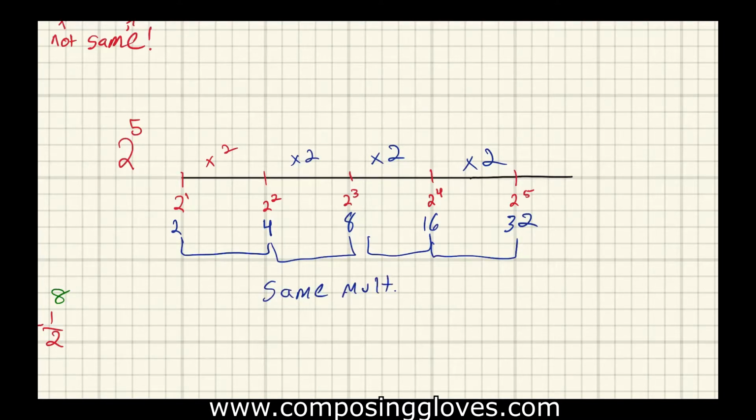What if we want a number in the middle though? Like what would be in the middle of this? Well, that'd be 2 to the 1/2, right? The 2 to the 1/2 will be in the middle of a multiplicative property.